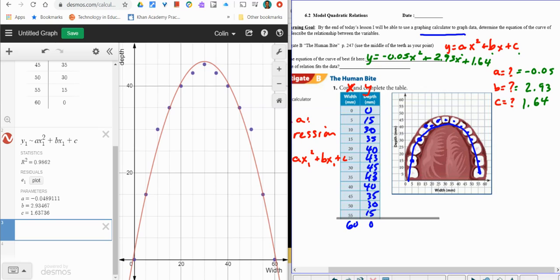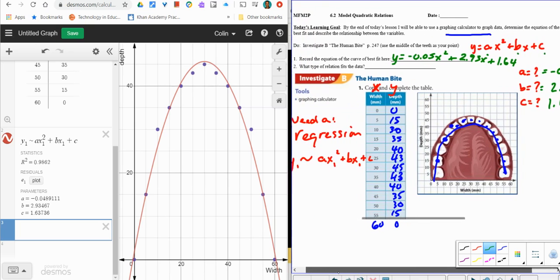So what else can we do with this? We have our width, we have depth. Okay, we'll just finish this question over here on the side. What were they asking? What type of relationship is this? Well, we'll say it's a quadratic relationship.